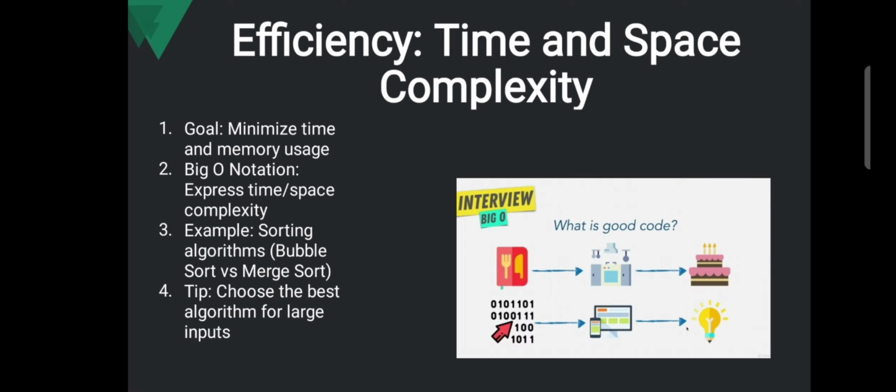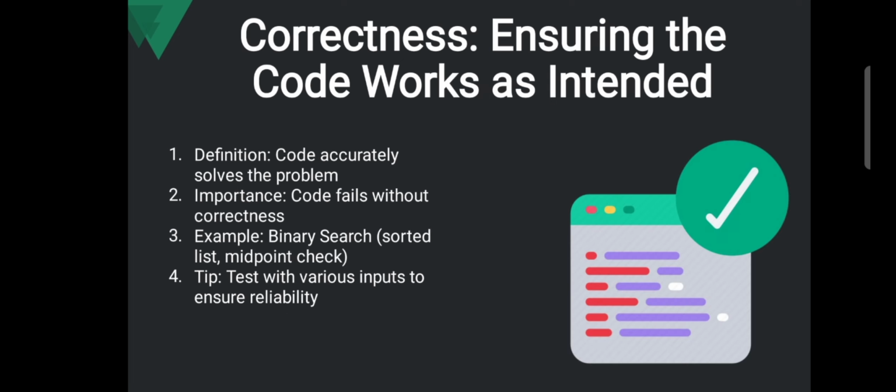First up is efficiency, which means optimizing both time and space complexity. We often use big O notation to measure this, as it describes how an algorithm performs as the input size grows. For example, consider sorting a list. Bubble sort has a time complexity of O(n^2), which means it's very slow for large data sets. By contrast, merge sort is more efficient with a time complexity of O(n log n), making it much faster for larger data.